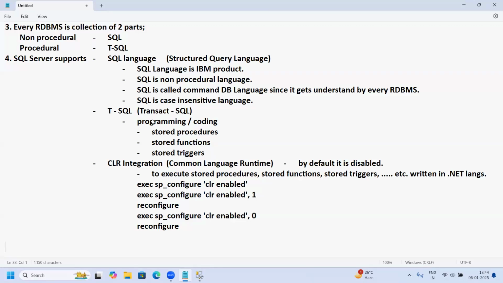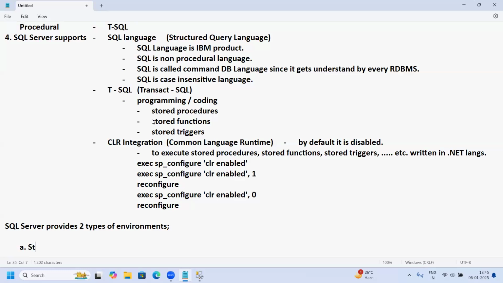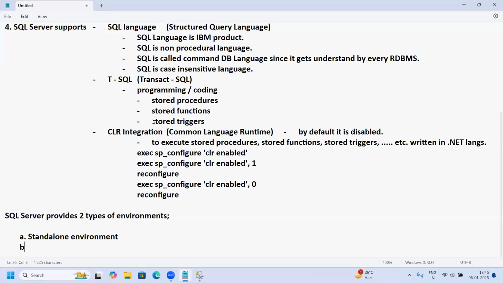Now I will say the most important part. SQL Server provides 2 types of environments. One is called standalone environment. Second, clustering environment. I won't talk on these things in my development classes because that is not the profile of a developer. DBA will learn this. DBA should have an idea on this.